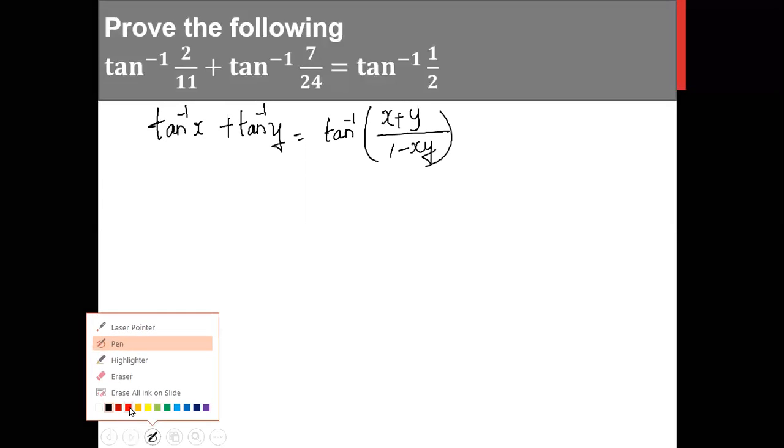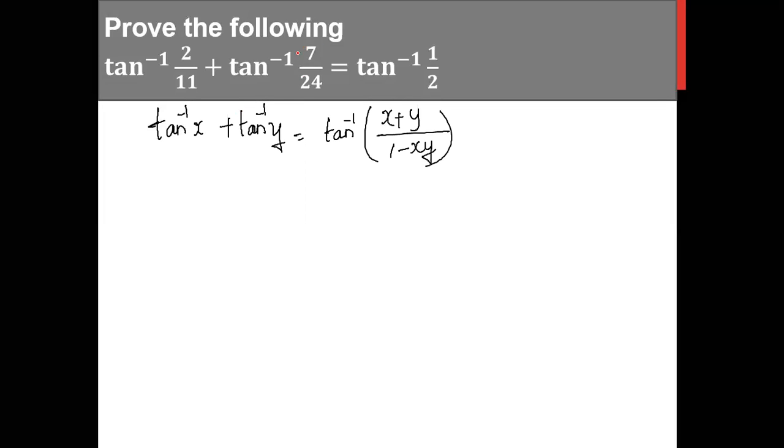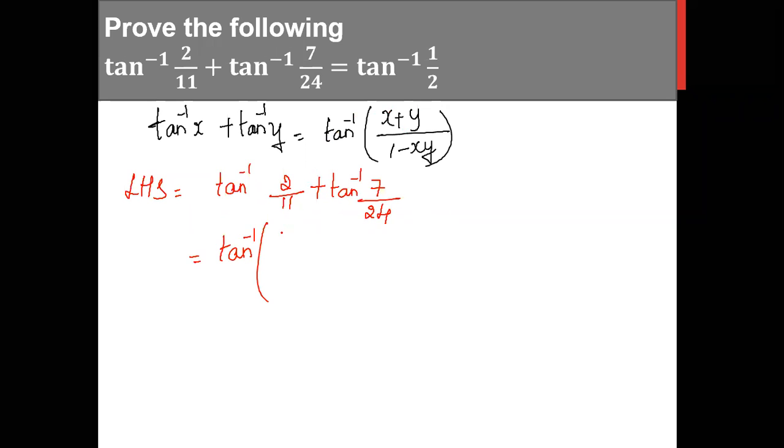In place of x we now have 2 by 11, and in place of y we have 7 by 24. So if you take the LHS, it is tan inverse of 2 by 11 plus tan inverse of 7 by 24. Apply this formula and you'll get tan inverse of x plus y, so 2 by 11 plus 7 by 24 divided by 1 minus x into y, which is 2 by 11 into 7 by 24. Now again you have to solve the fraction.